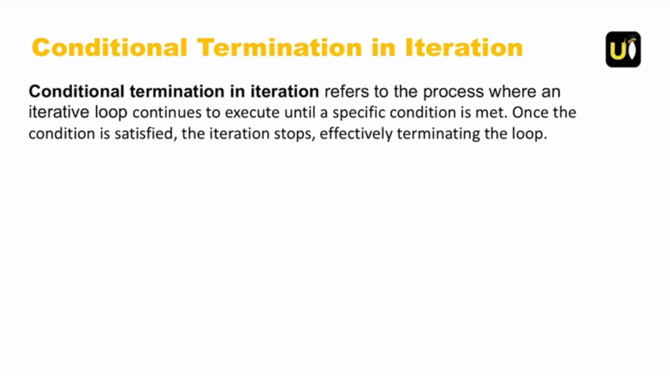The first one is conditional termination, or termination in iteration, which refers to a process where an iterative loop continues to execute until a specific condition is met. So here a loop will be continued until your given condition is met. Suppose you have the marks data set, and your condition is you need any one male student from the entire data set. Suppose you go through the data set and the first card is a female, the second card is also a female, the third card is now a male. So your iteration stops right here. It's not gonna go through the rest of the cards. It terminates right here.